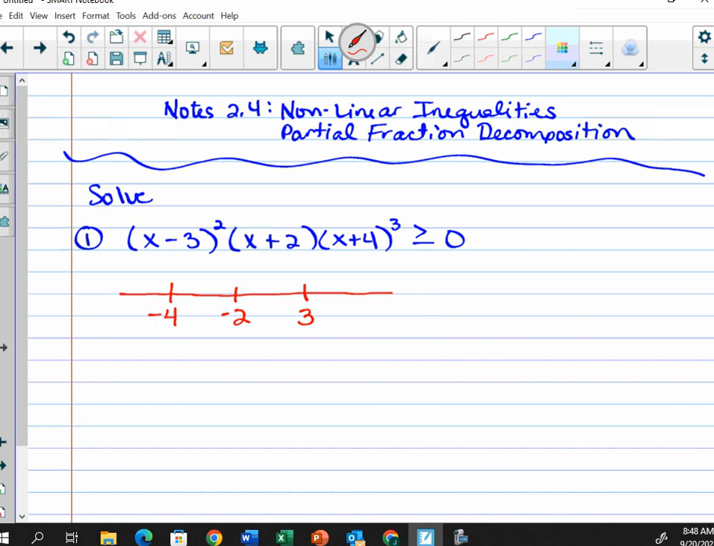All right, what's easy to plug in and check? 0. 0 is going to live between the -2 and 3. So if I plug 0 into that first factor, the x minus 3, you get -3, but then it's squared. So is that positive or negative? Positive. Okay. What about 0 plus 2? Okay, 0 plus 4. Okay, so this little region is positive.